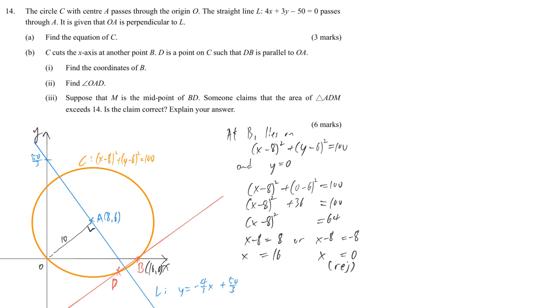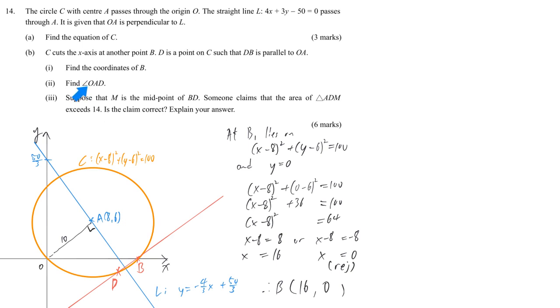And it's quite obvious, because if we consider the triangle here, this triangle should be symmetric. So therefore, this is 8, and then we just go right by another 8, we reach 16, 0. Just don't forget to answer the question. We have 16, 0 is the coordinate of B.